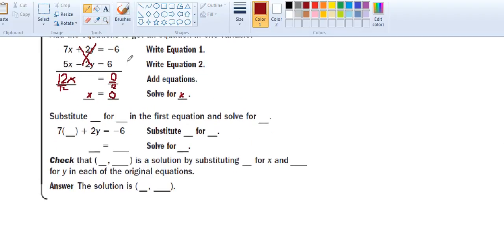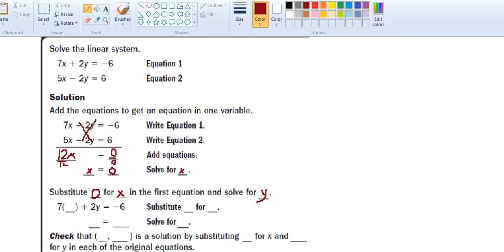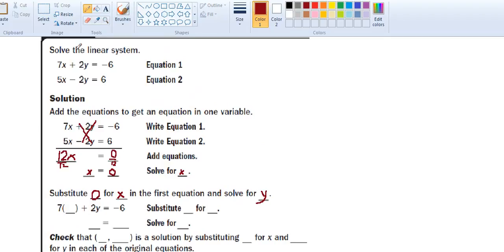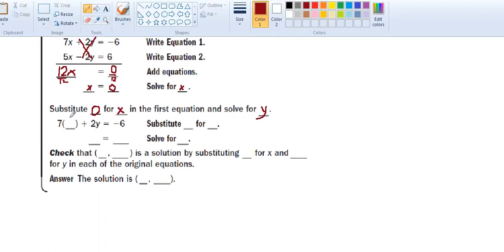Okay. Now, next step says this. We're going to do some substitution. We're going to substitute 0 for x in the first equation. And we're going to solve, in this case, for the other variable, which is y. So let's go back to that first equation we had. We had 7x plus 2y equals negative 6. So right here, we're going to put a 0 where the x was, and so we substitute 0 for x, and we're going to solve for y.